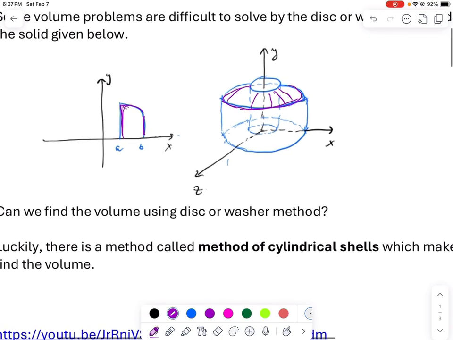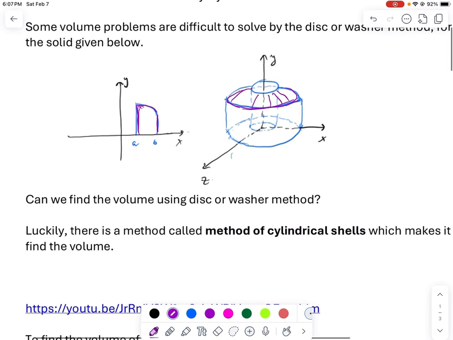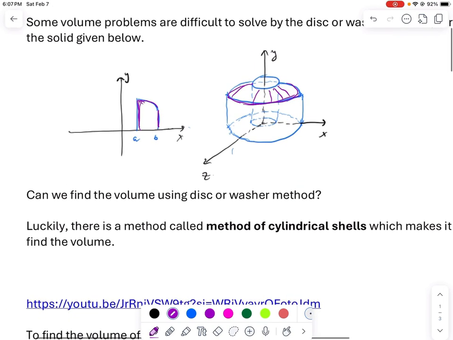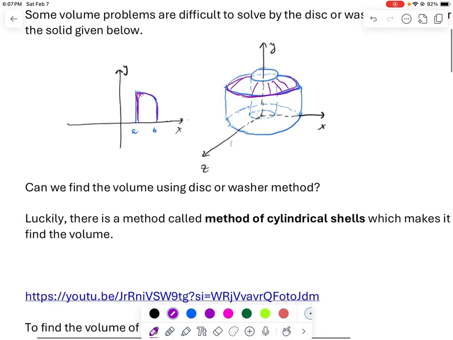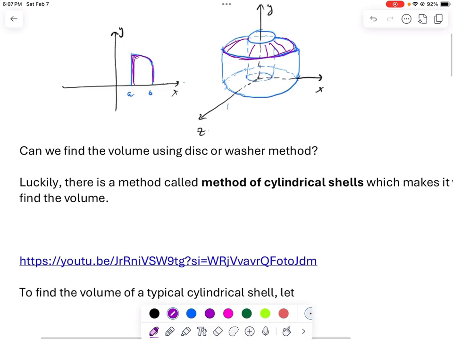Luckily there is a method called the method of cylindrical shells, which makes it easy to solve the problem. There can be cases in which you can solve it both ways, washer or disc or cylindrical shells, but there are some problems which can only be solved by the cylindrical shell method. So what do we mean by that?